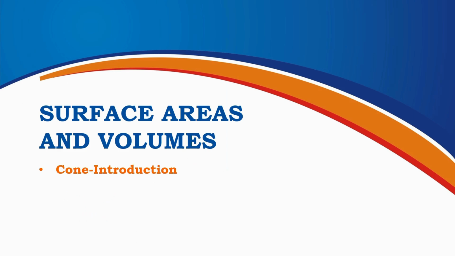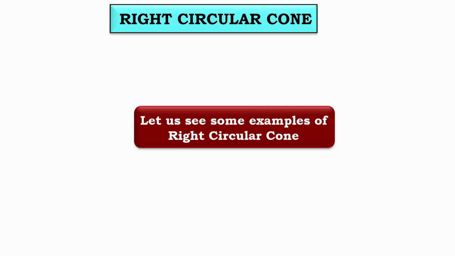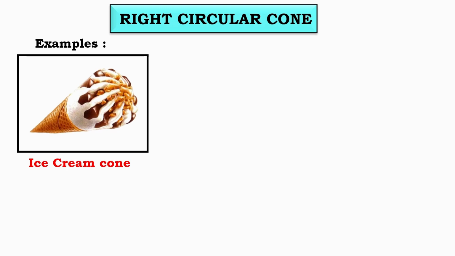Now let us understand the cone. What is this one, and also the different properties of cone and the formula for cone. And also we are going to solve some problems based on cone. So right circular cone. Let us first see some examples of right circular cone. The examples are ice cream.